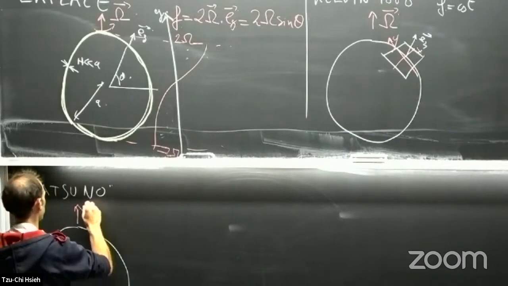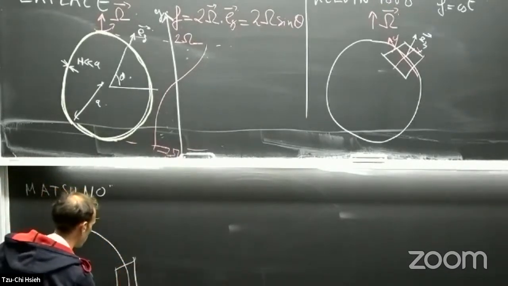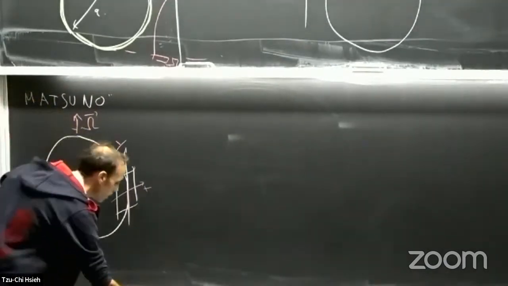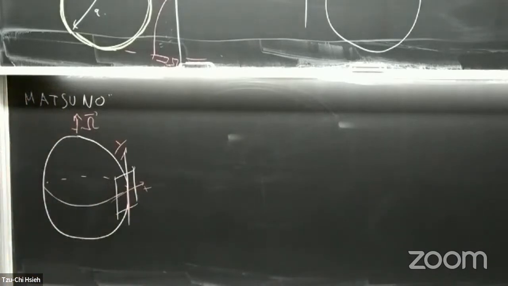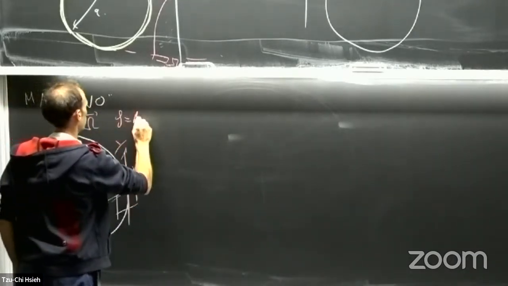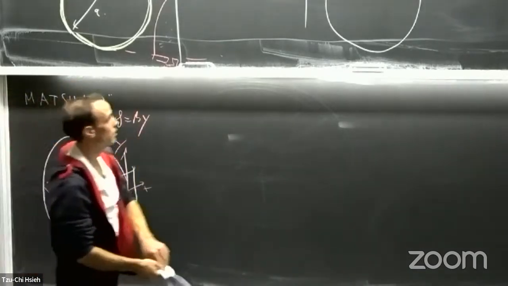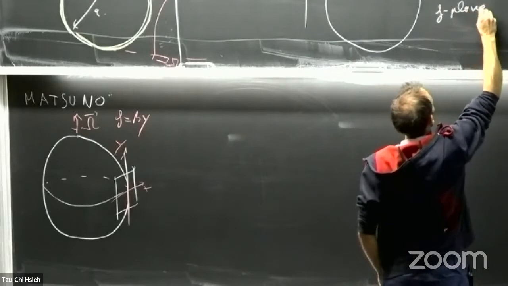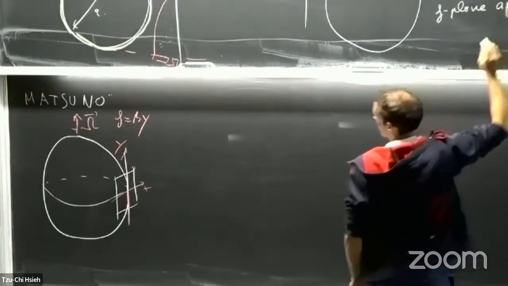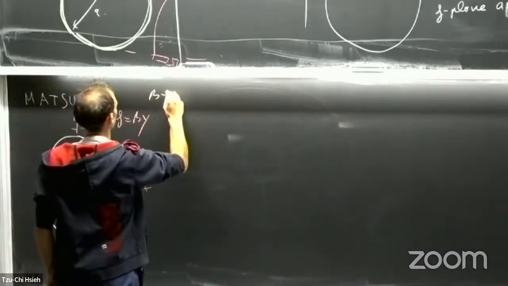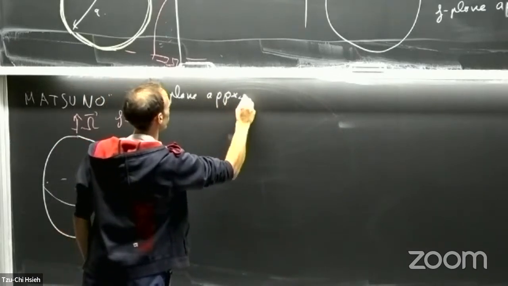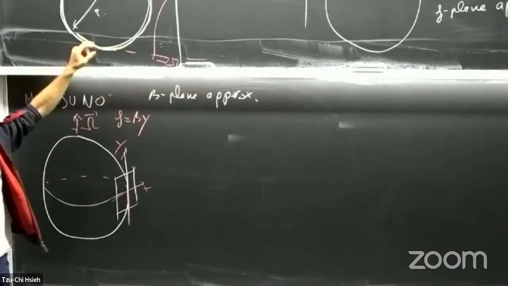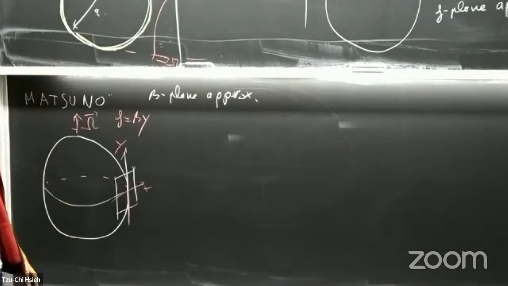So again, same planet. Now we took the plane tangent to the equator, and f equals beta y. So this is called the f-plane approximation. This is called the beta plane approximation. And Matsuno, in this case, again took the Laplace tidal equation without forcing, just the fluid dynamics, and solved it.